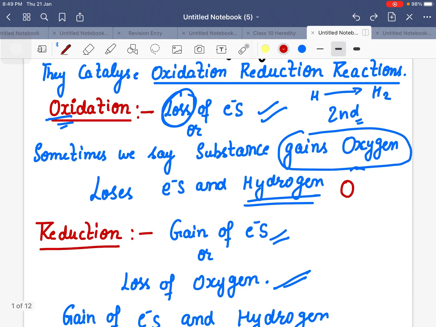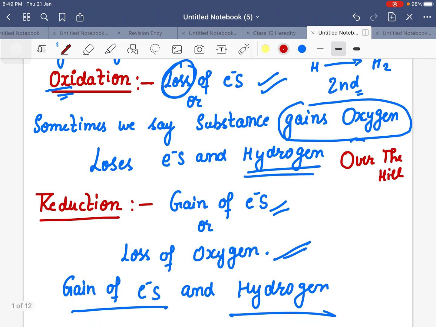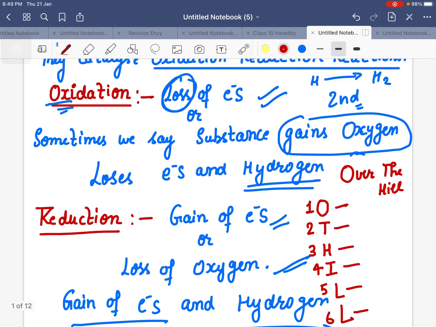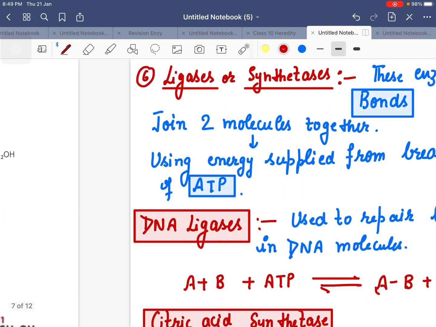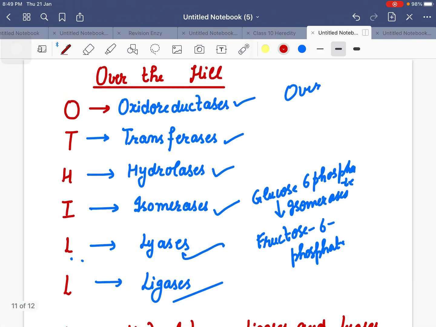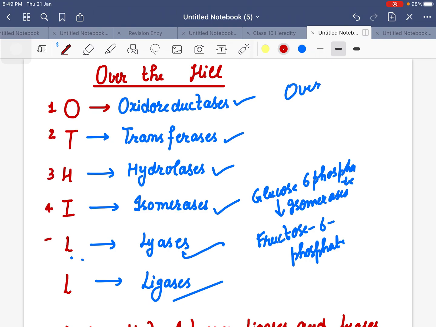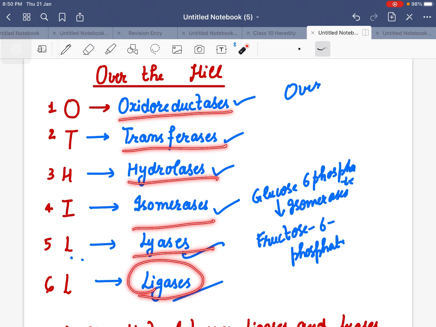So there is one trick: always remember a one-line phrase, "Over the hill". We are going to take these six letters from it, and they are going to be in use for us. The first category is oxidoreductases, the second is transferases. In this way you can write this efficiently, as I have written here: over the hill. This is the mnemonic to remember the six categories of enzymes during your exam: oxidoreductases, transferases, hydrolases, isomerases, lyases, and ligases.